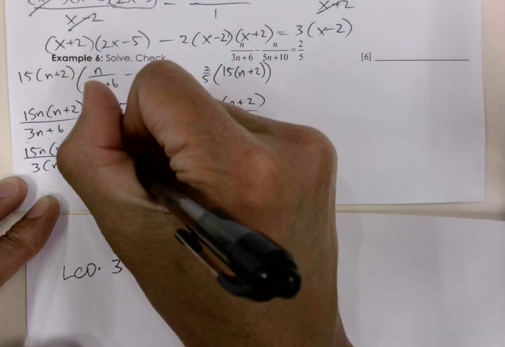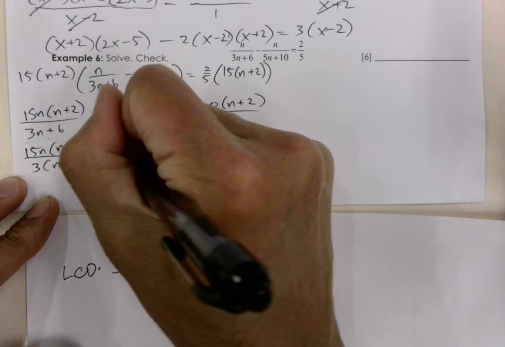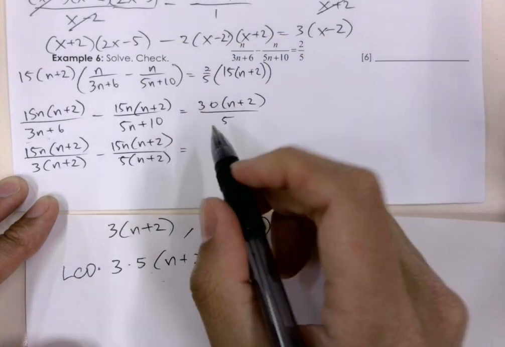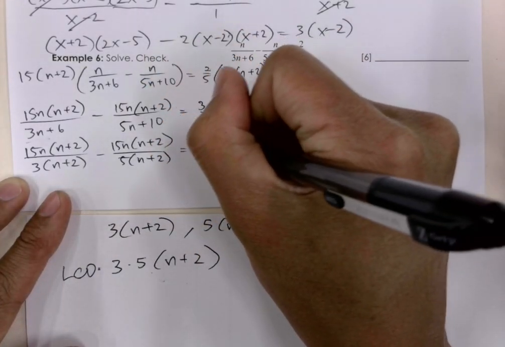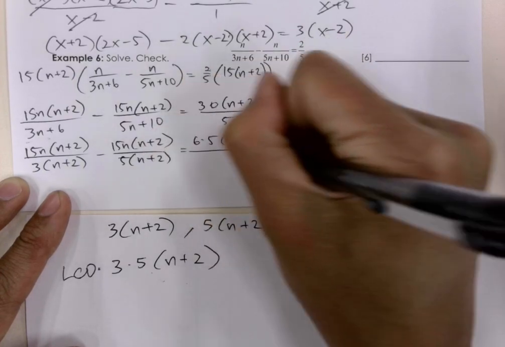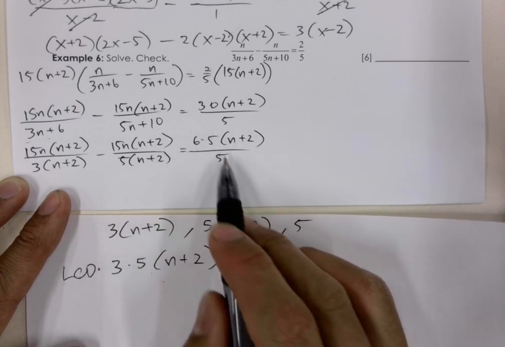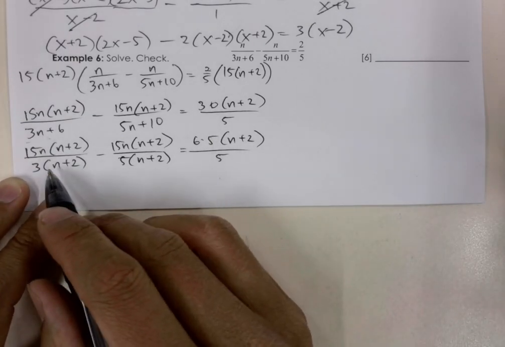and I can factor out a 5 out of the denominator there, so I get 15n times n plus 2 over 5 times n plus 2 is equal to, and then on this side I'm going to factor out that 30 to 6 times 5 times n plus 2 over 5. Why do I want to do that? So I can cancel out my 5s here, right? Okay, so now what can we do?